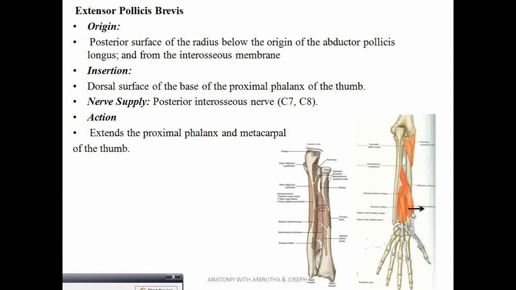Insertion on the dorsal surface of base of proximal phalanx of the thumb. Now this goes to the proximal phalanx of the thumb. The thumb has two phalanges, proximal and distal phalanx, so it goes up to the proximal phalanx. Nerve supply is posterior interosseous nerve. Action: it can extend the proximal phalanx and metacarpophalangeal joint of the thumb, because it is crossing the metacarpophalangeal joint and the proximal interphalangeal joint of the thumb.